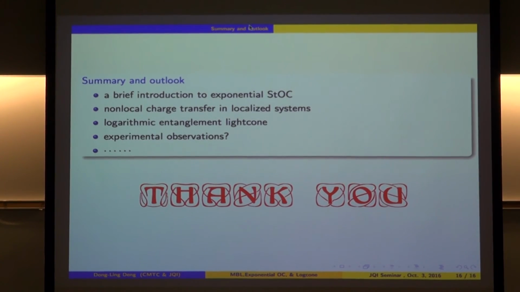Okay, here's my summary. In this talk, I briefly introduced an exponential orthogonality catastrophe for localized systems. I introduced a non-local charge transfer picture to explain this exponential orthogonality catastrophe. I also briefly introduced a logarithmic entanglement lightcone. In the future, it will be extremely interesting if those exotic phenomena can be observed in experiment. The take-home message is that in localized systems, there is an exponential statistical orthogonality catastrophe and a logarithmic lightcone. Okay, that's all. Thank you.